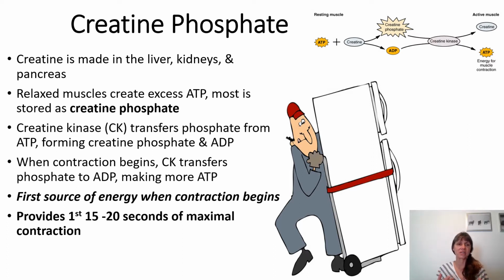So when contraction begins, the creatine kinase is going to take the phosphate group from the creatine phosphate and stick it back on the ADP, the adenosine diphosphate, in order to make more adenosine triphosphate. In fact, creatine phosphate is the first source of energy for muscle contraction when contraction begins. It actually provides the first 15 to 20 seconds of maximal contraction.